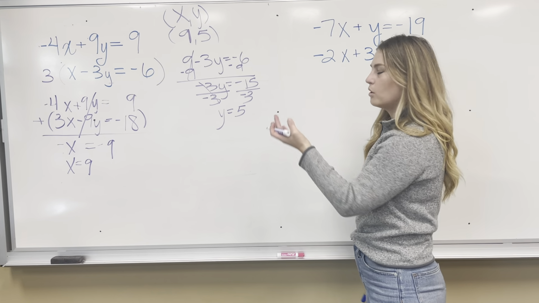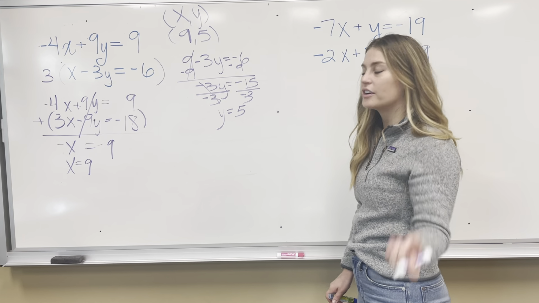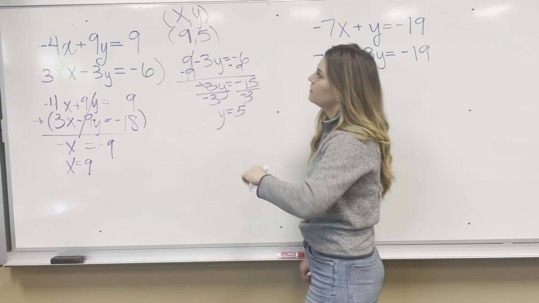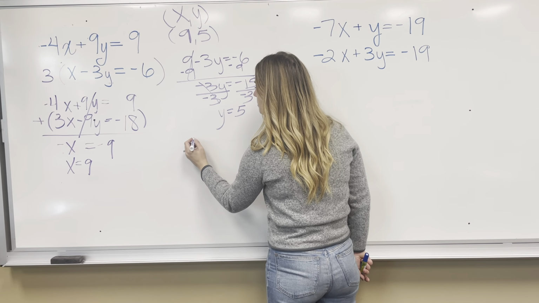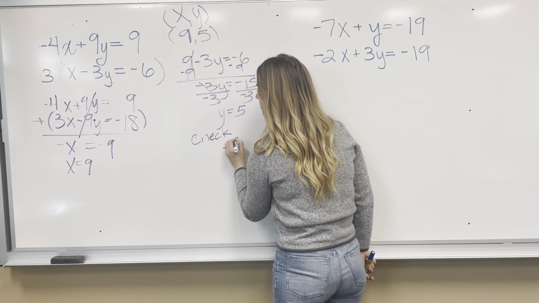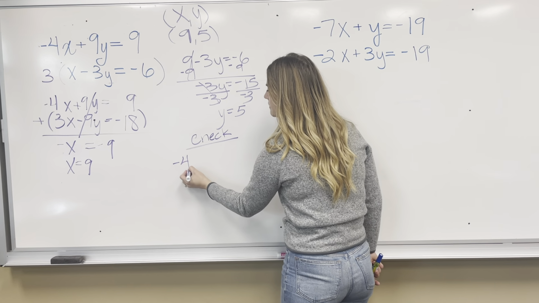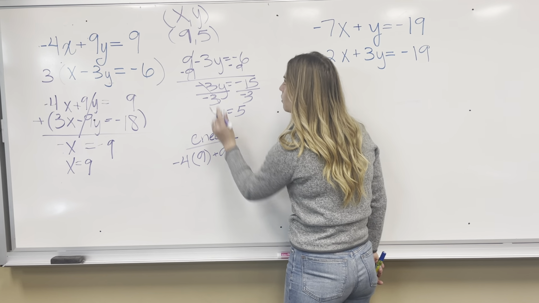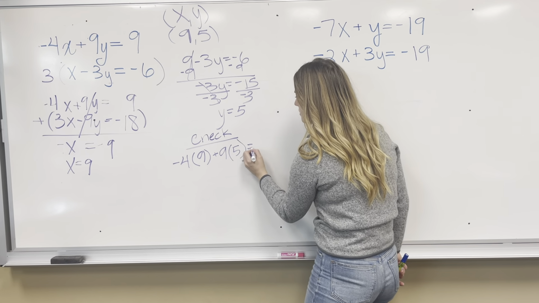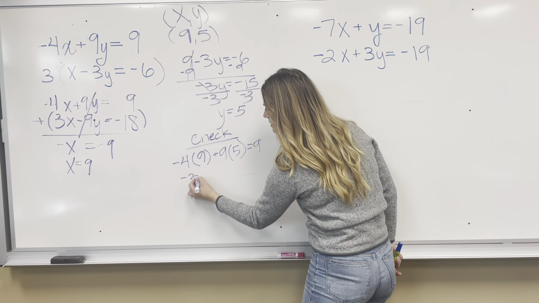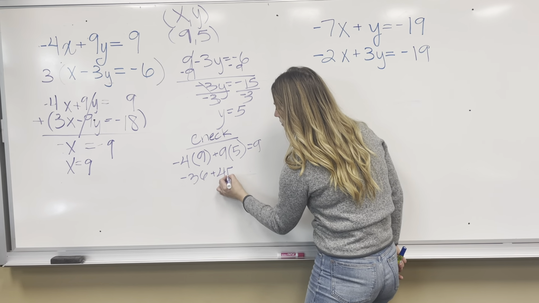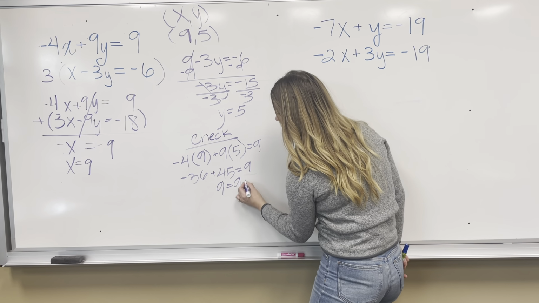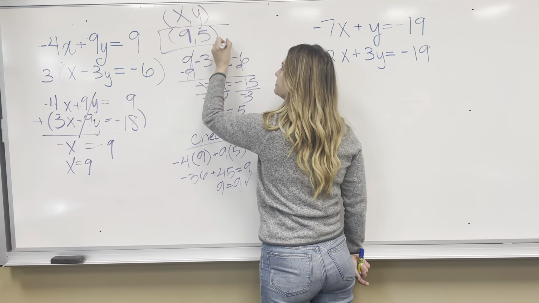Now I know I've solved for both, but I always check it in the other equation. I used the bottom one to solve for y, so I'm going to use the opposite one to check my solution. Negative 4x, but instead of x, I'll write 9, plus 9y, but y is 5, equals 9. So negative 36 plus 45 equals 9, and negative 36 plus 45 is 9, and 9 equals 9. So that is the correct solution.